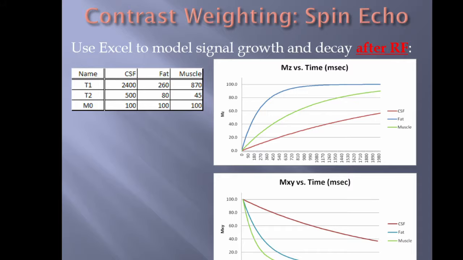Okay, now as a completely separate graph, let's look at MXY versus time. This is the transverse magnetization on the bottom here.